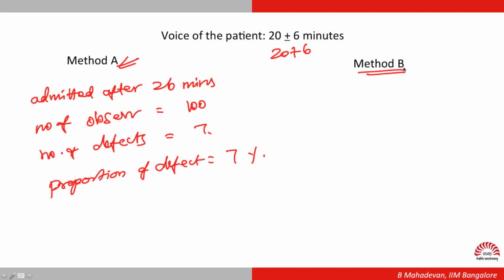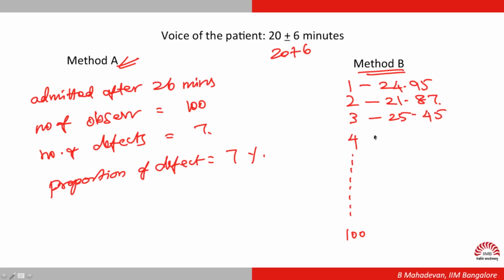Another way to measure could be to actually make a detailed measurement of the admission times in all these 100 cases, which means you have a stop clock and then find out when the first patient was admitted. Perhaps it may be 24.95 minutes. Maybe the second patient was admitted in 21.87 minutes. The third one, let us say in about 25.45 minutes. The fourth one in about 19.75 minutes, and so on. So one can use this data now and do the analysis.